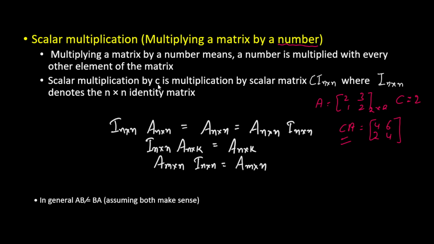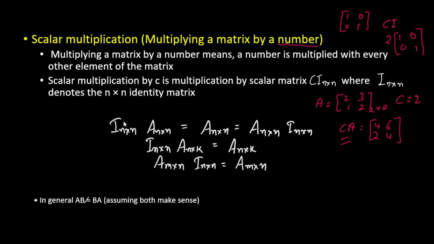Scalar multiplication by C is multiplication by a scalar matrix CI, where I denotes the n cross n identity matrix. If you remember, the identity matrix is the matrix having diagonal elements 1 and other elements 0. So multiplying by C means we are multiplying with CI. For a 2 cross 2 matrix, C is basically 2 into [1, 0, 0, 1]. We are multiplying this with the matrix, so that's why every element gets multiplied by 2.